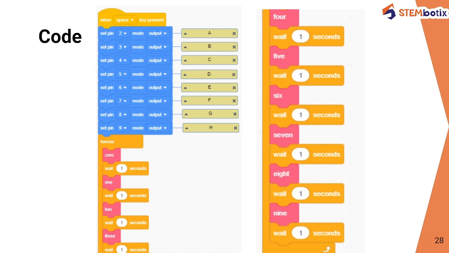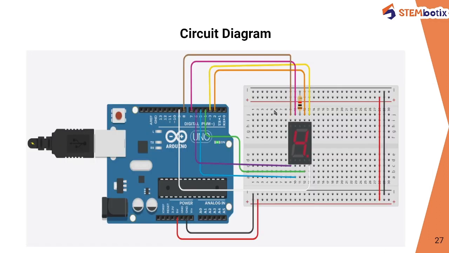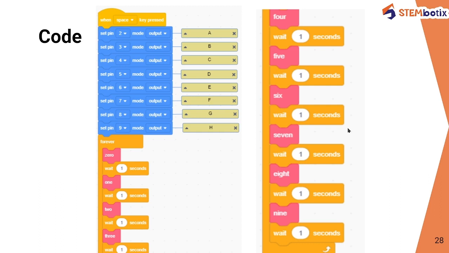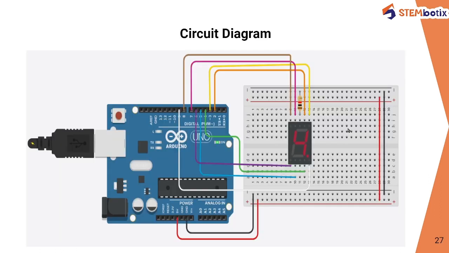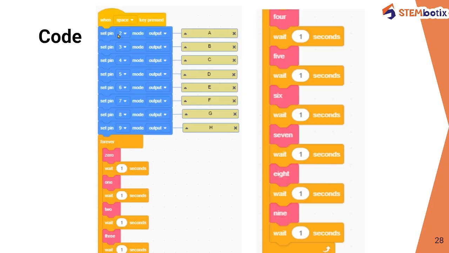So now it is time for coding our 7 segment display. Here we are using the real time mode, hence we have used the when space key pressed event block. First is our event block, and after that are the different pins of the 7 segment. The 7 segment is going to give us output, which is different kinds of numeric values. So this is our output device, hence use these pins.